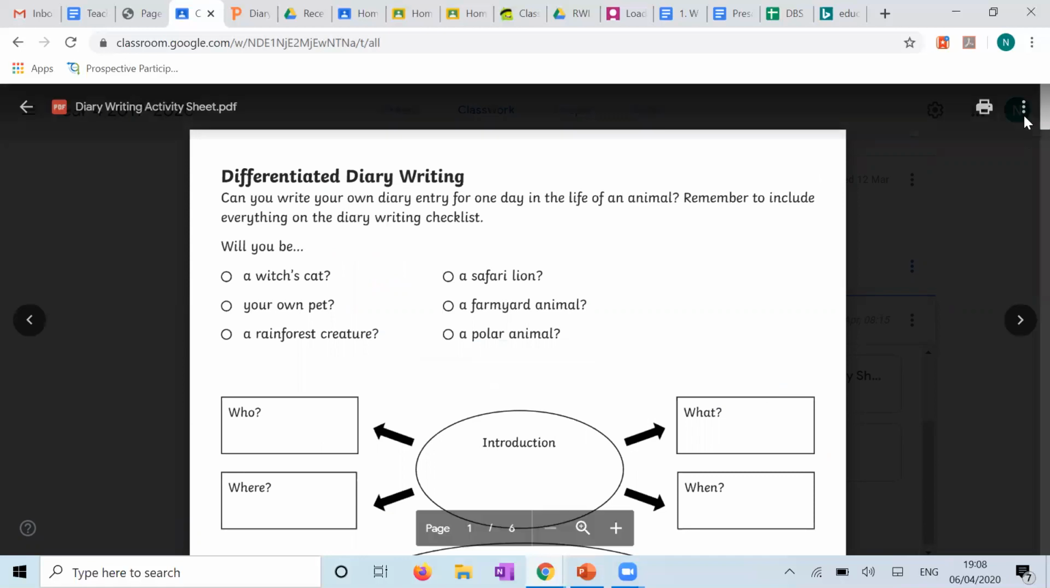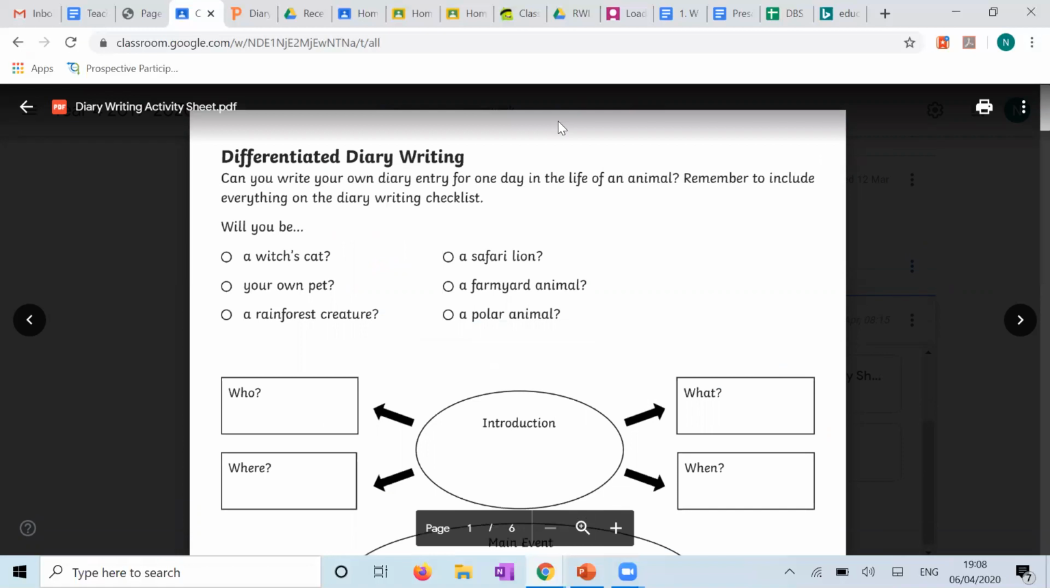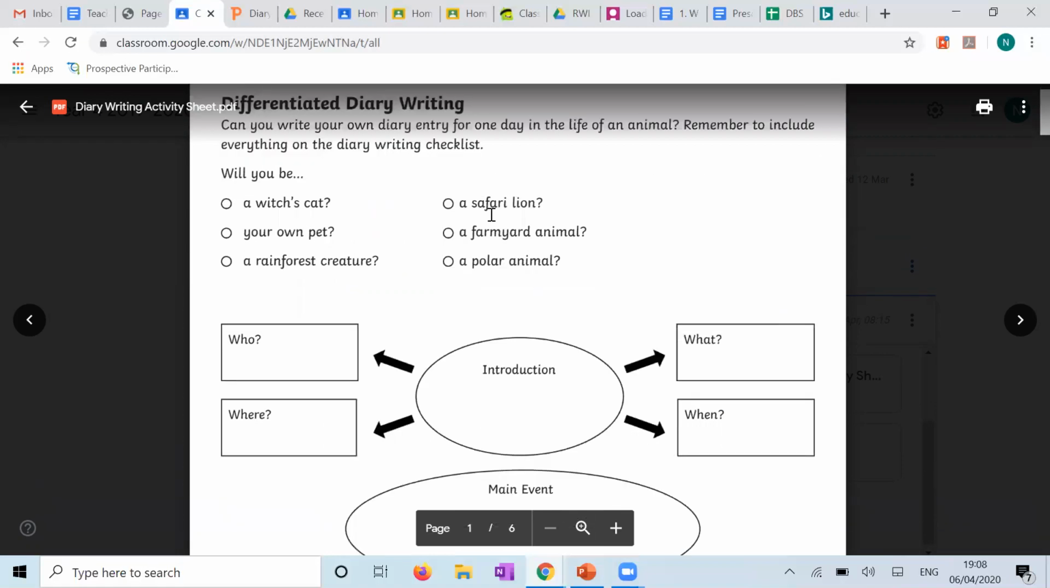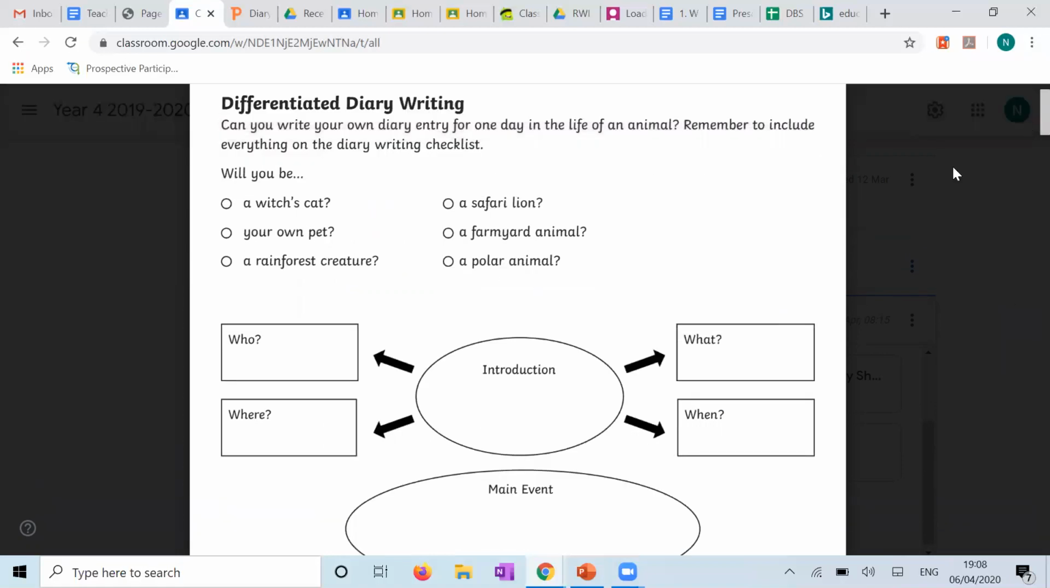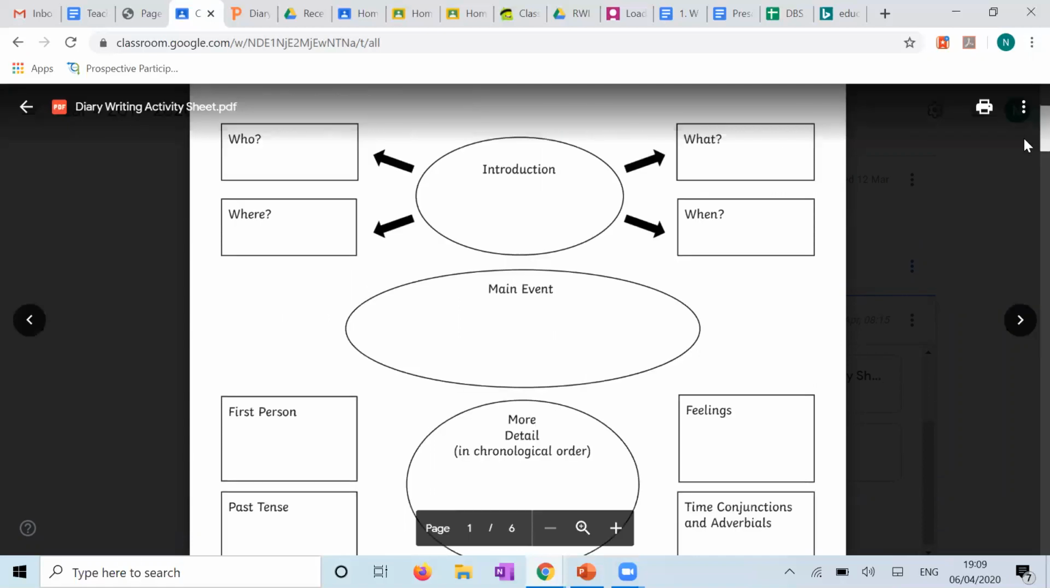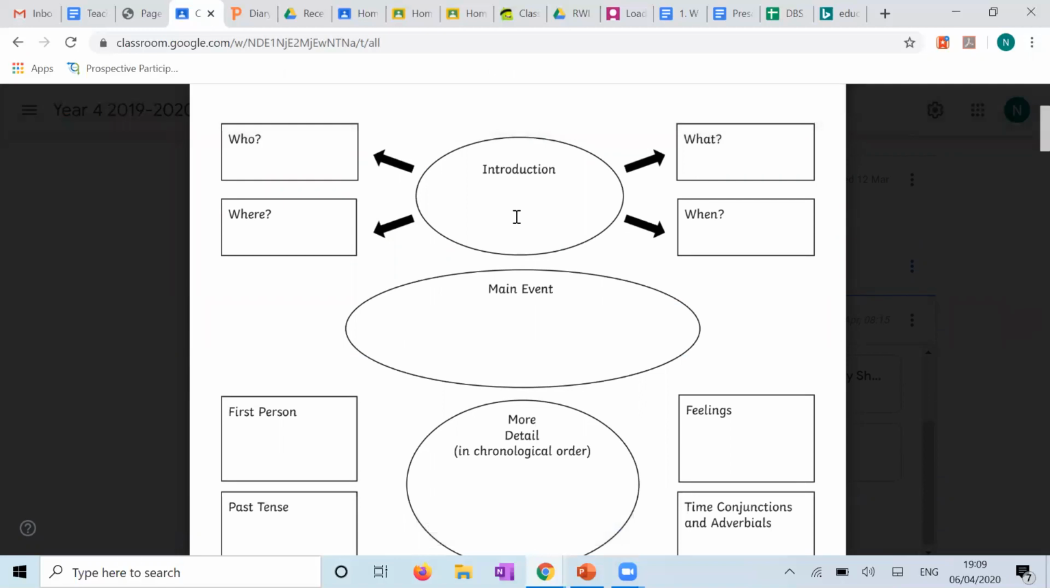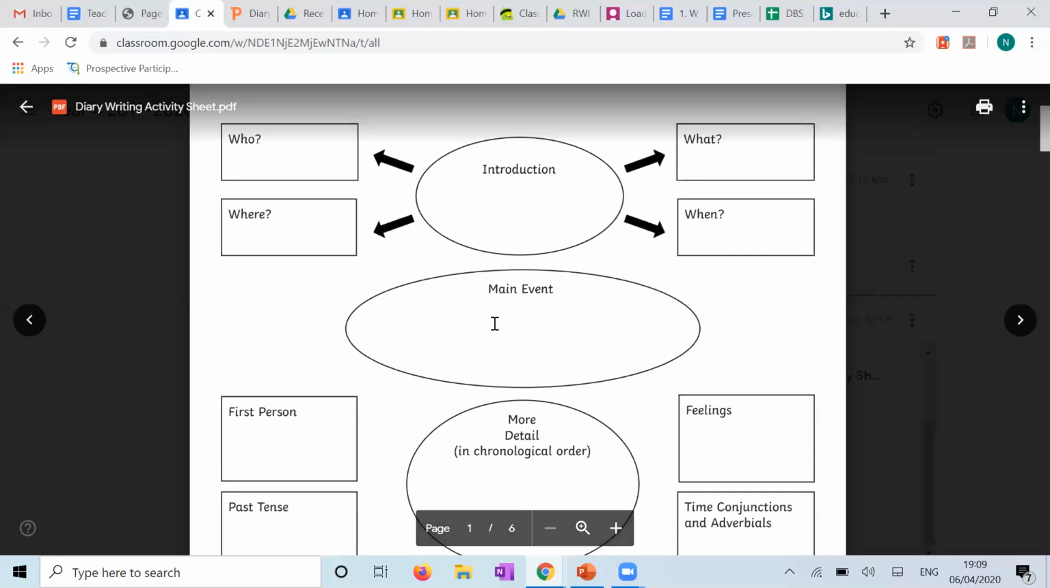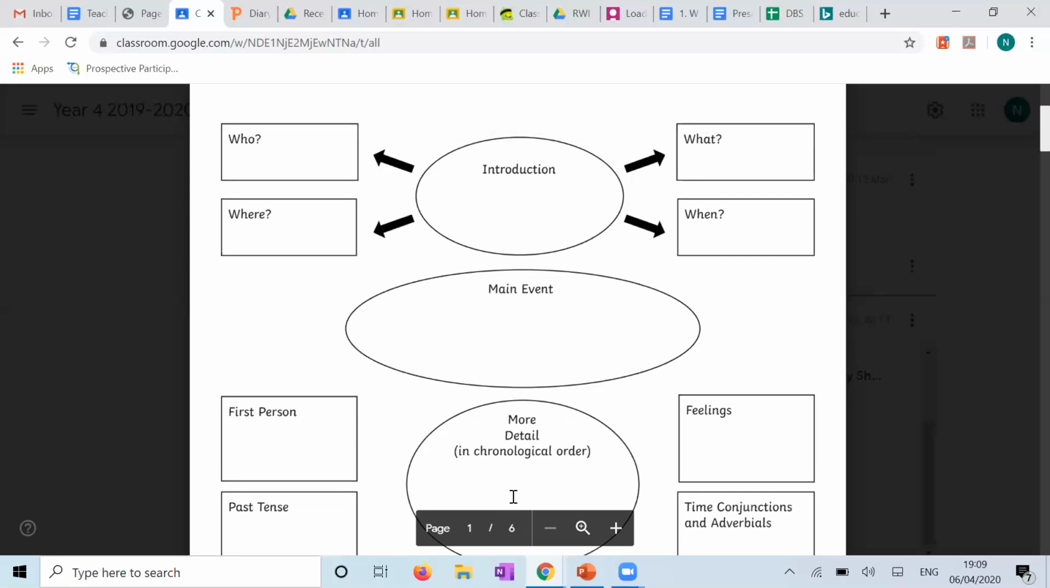So first of all, you need to plan what you're going to do. You need to choose which character you are going to pretend to be. Plan what's going to happen in the introduction. So how are you going to introduce their day? Are they going to wake up feeling different, or is it just going to be an ordinary day, or is something else going to happen at the beginning of their day? The main event that happens on this day of theirs, and then more detail in chronological order throughout the day.